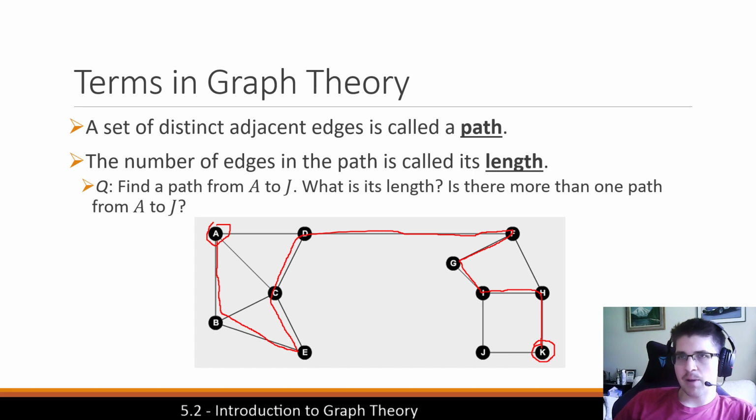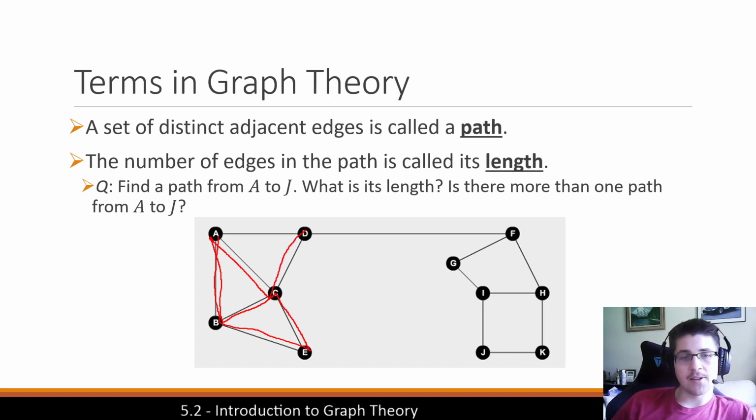For example, what I could have done instead was go A to B, B to E, E to C. But what you might have thought to do was maybe I could then go C to B, then B back to A, A to C, C to D, or something like that. And that would obviously make the path a lot longer. But technically, this is not a proper path because of the term distinct.